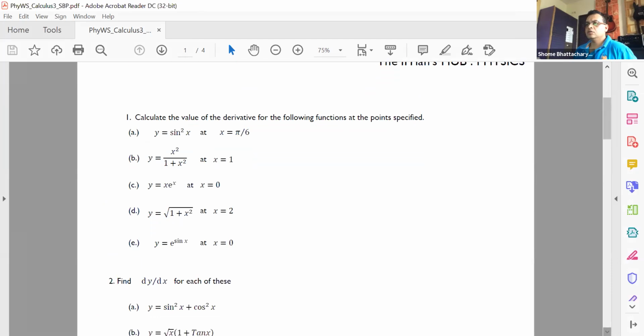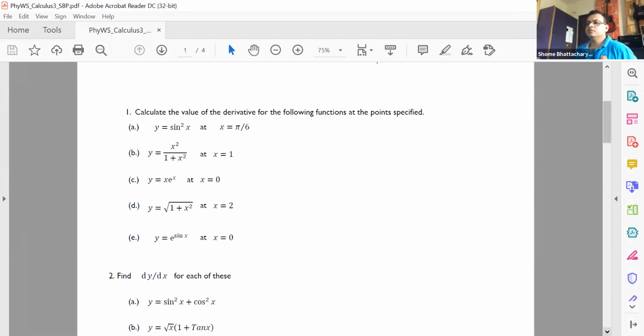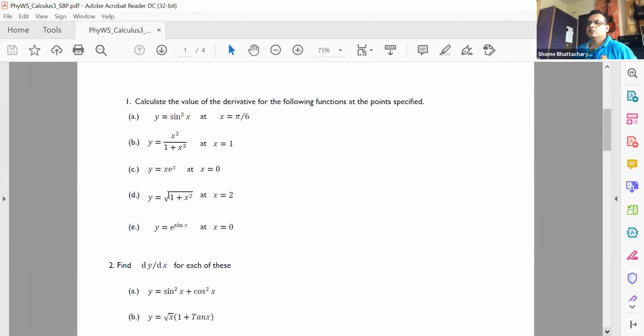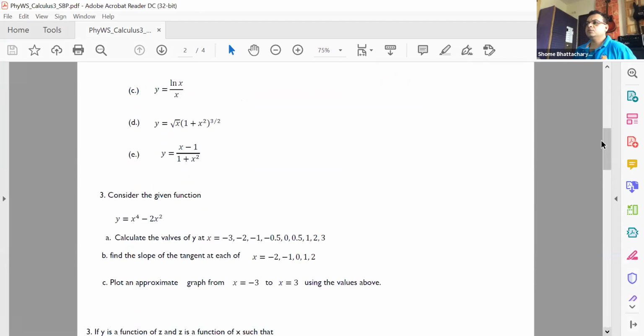No, sir. Okay, so you can see that you have to identify in which question what method you have to use. For example, second question you have to use the quotient rule. Third question you have to use the product rule. But D part and E part you are using the chain rule method. Even A part you are using the chain rule method.